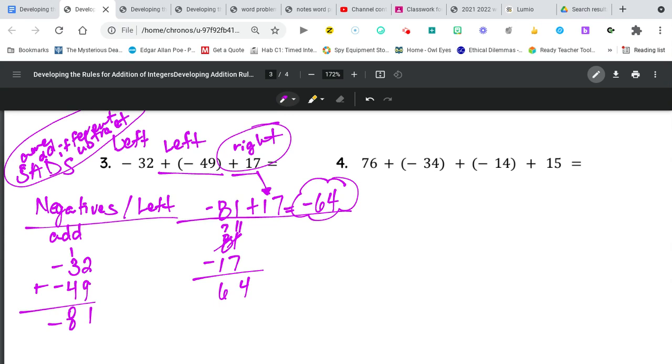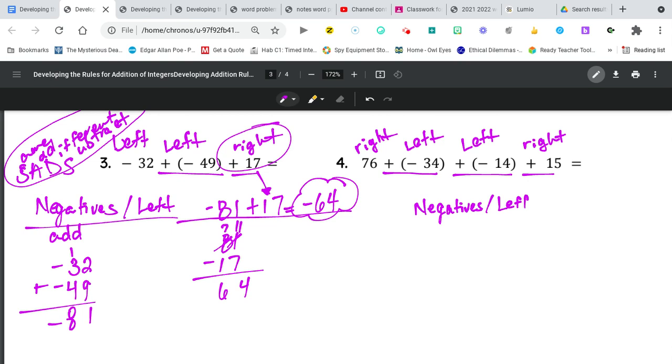So let's take a look at number 4. Matter of fact, you can pause the video and try this if you want to. This is going to be 76 to the right. When you add negative 34, it's to the left. When you add negative 14, it's also to the left. When you add a positive 15, it's to the right. So I'm going to take my negatives, or the ones that go left, and I'm going to add them. So let's look at that. The ones that go left, it'll be 34 to the left.